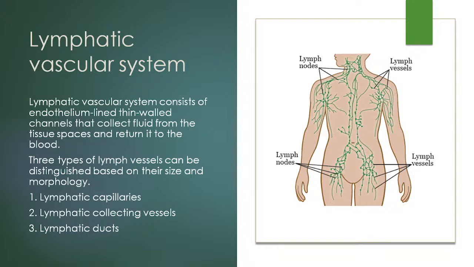Collagen filaments and anchoring filaments link the endothelium to the surrounding tissue and prevent the collapse of the lymphatic lumens.